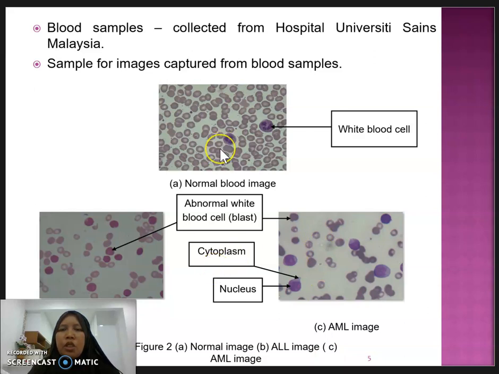So figure 2A shows the normal blood image, and you can see the white blood cell in figure 2A. Figures 2B and 2C show some abnormal white blood cells. Other than that, we can also see the cytoplasm and nucleus in the image.